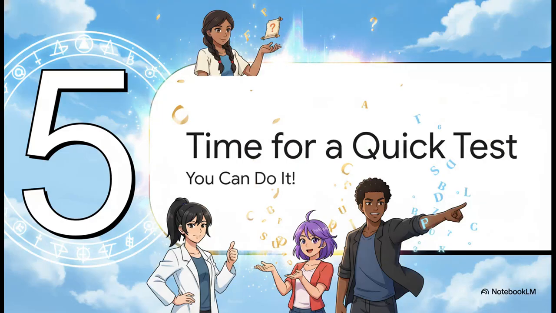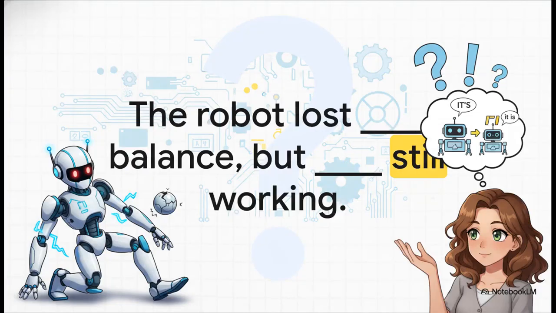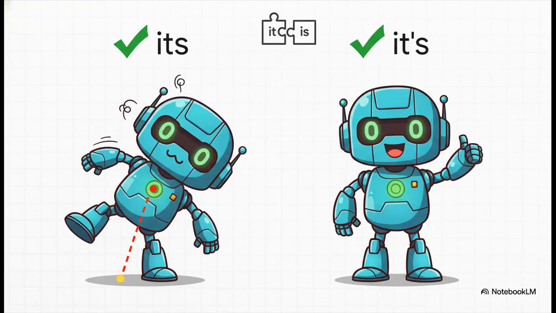All right. Theory time is over. Now it's time to put what you've learned to the test. Don't worry, you can totally do this. Just remember that substitution trick. Okay, here's your first challenge. Fill in the blanks. The robot lost blank balance, but blank still working. Go ahead and pause for a second. Can you say it is anywhere? And the answer is its, and then it's.